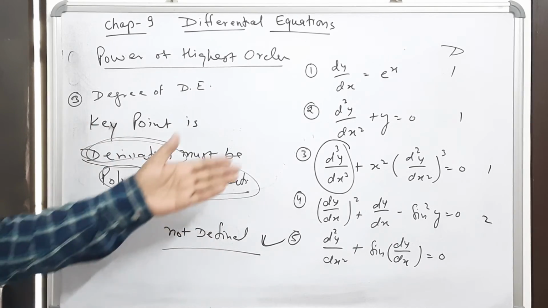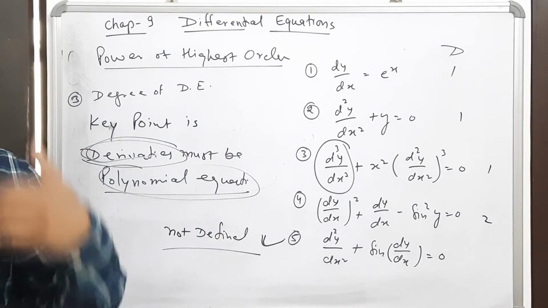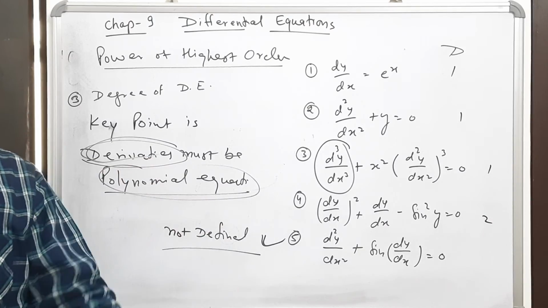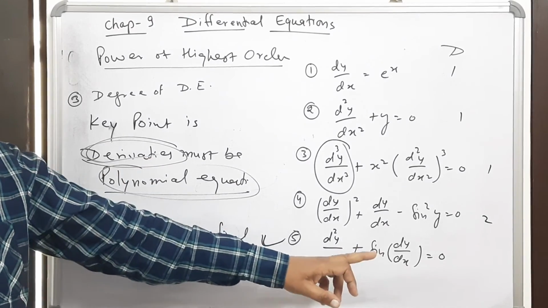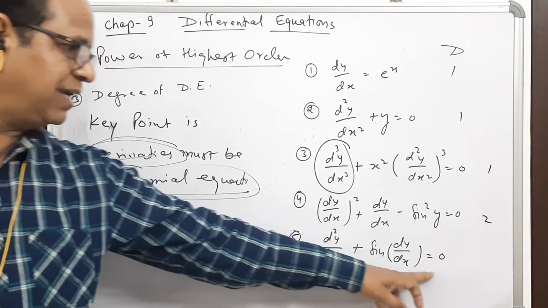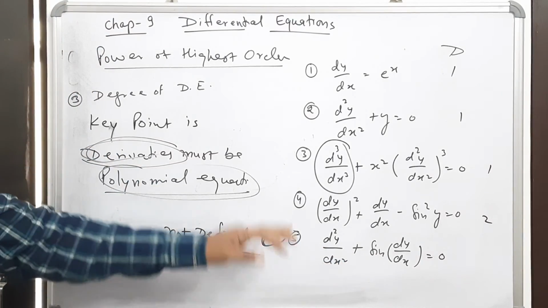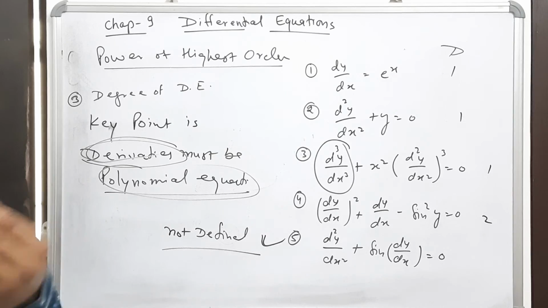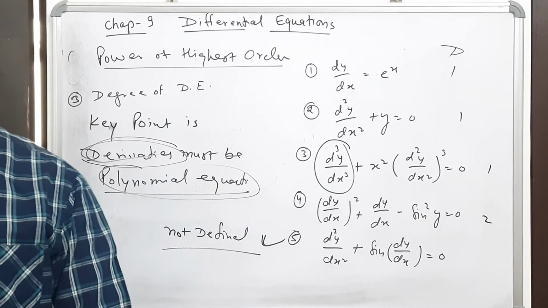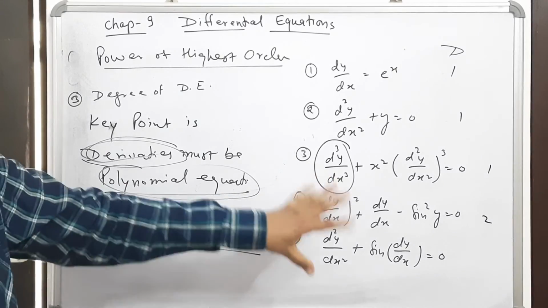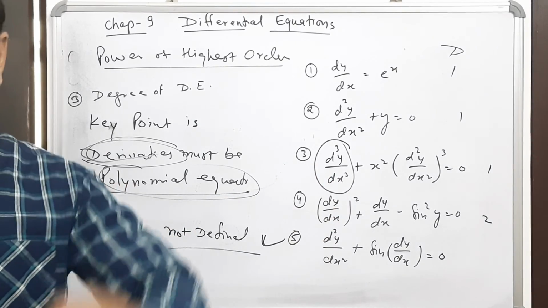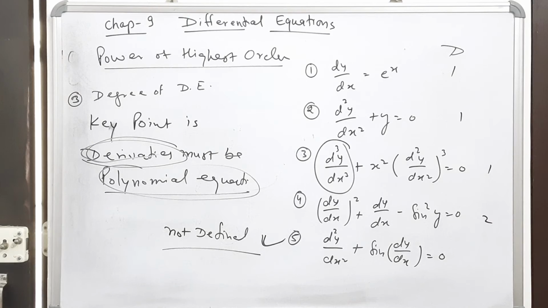So I hope it is clear to you what the meaning of order is and what the meaning of degree is. And this problem is very, very important because here it is told that the degree is not defined. There can be an objective, a 1 mark short answer type problem from this particular part. So clear your concept regarding the order and the degree of a differential equation.